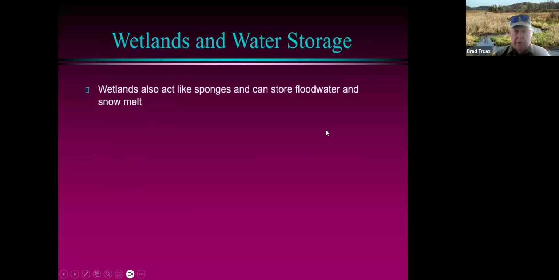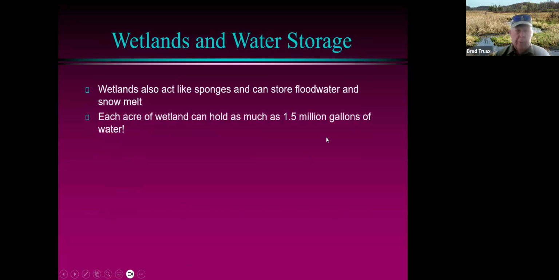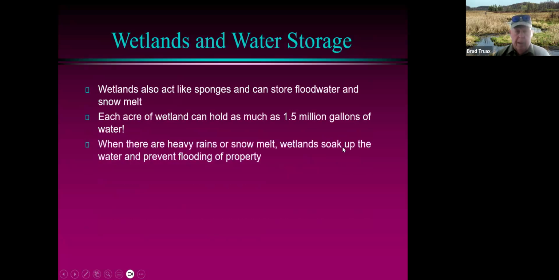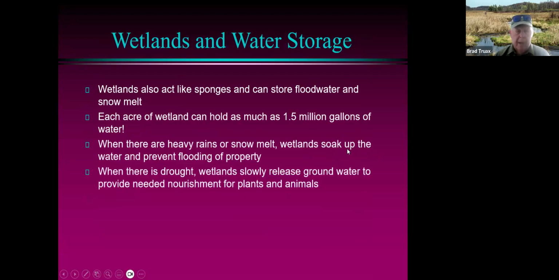The wetlands act like sponges. They can, as we said before, store floodwater and snow melt. And each acre of wetland can hold up to 1.5 million gallons of water. That's just an incredible number. And when there are heavy rains or snow melt, those wetlands soak up the water and they prevent flooding of property. And when there's a drought, the wetlands slowly release the groundwater to provide needed nourishment for many plants and animals. And the wetlands also reduce pollutants in the groundwater.